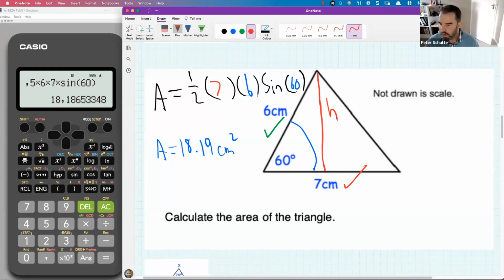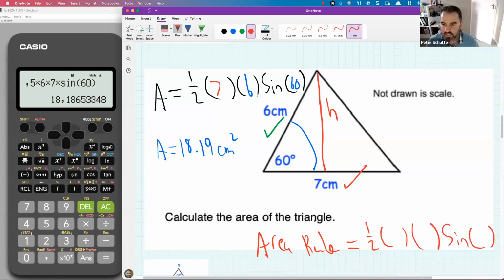Zoom users ask, do you always use sine? Yes, the area rule always has a sine in it. And it always has a half in front, then it has one side, then it has another side, and those sides need to be next to each other, and then you have the sine of the angle between the sides.